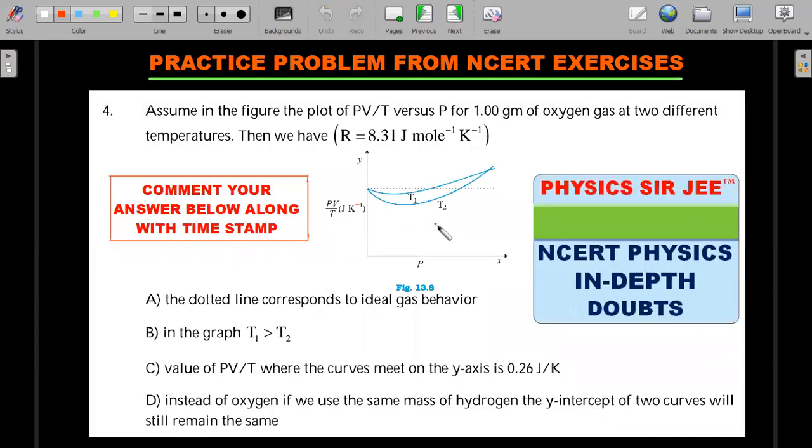let's move forward. A more interesting question is at the back side of your NCERT exercises. I have tried to convert that subjective question into an objective based question. So I'll answer this one in the NCERT physics in-depth doubts analysis series. Till then, just go through this question carefully, wherein you are given two graphs of oxygen gas from T1 to T2, and the graph axes are PV by T versus P. Based on that, 4 options are given. One or more than one may be correct. So try this one out.